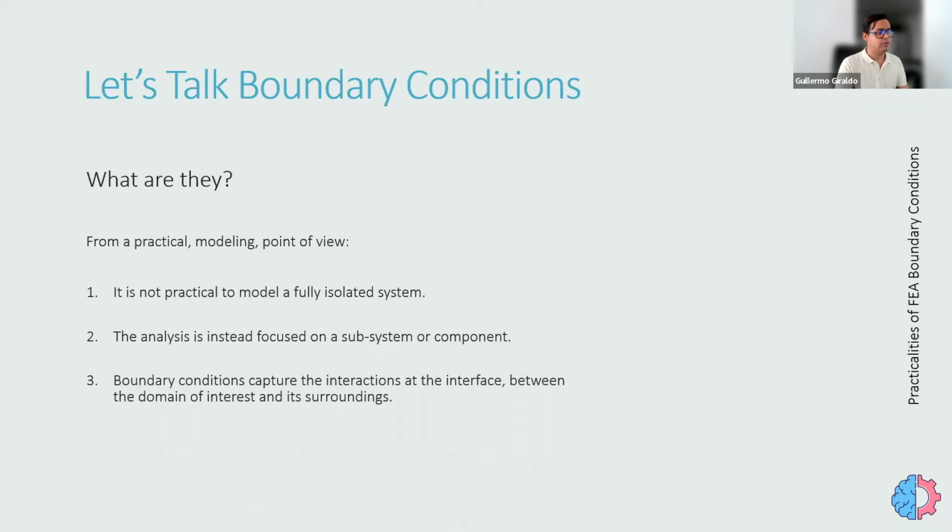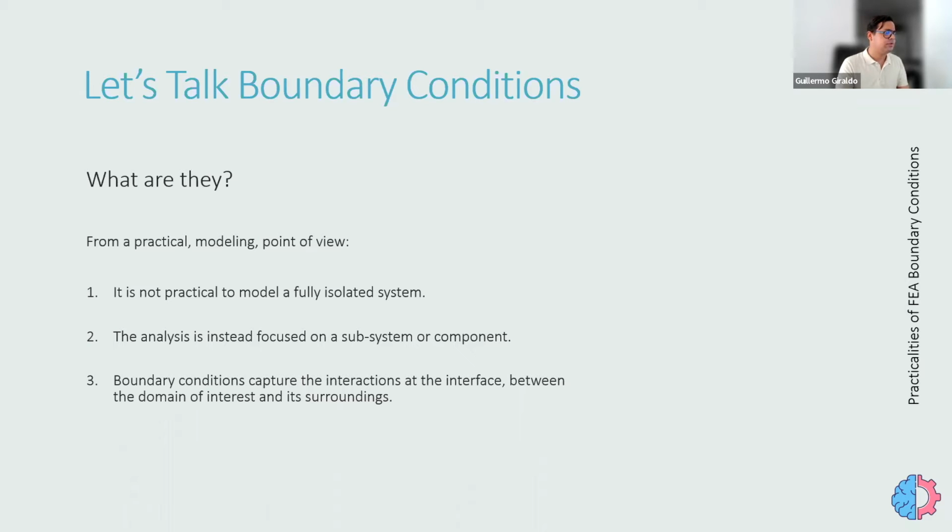But if we want to model, say, an isolated system of our structure, where do we draw this limit, right? That's the thing. It's never practical to draw a limit big enough that we don't have to use boundary conditions, so that all the actions on the system, all the loads on our structure, are created naturally and included in the model. That's not practical. Instead, what we do as engineers is we focus on a subsystem or a component of an assembly, so we can do a more practical analysis.